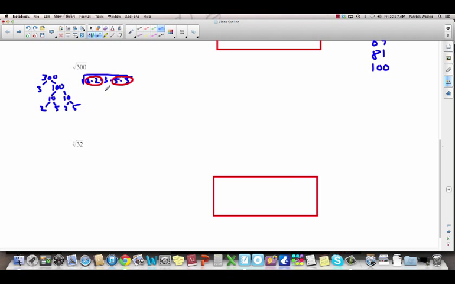You don't always have to do it this slow, but I'll do it this slow to make sure you're clear what's happening. The 2 comes out. The 5 comes out. So you're going to multiply those two together. What's left inside? The 3. 2 times 5 is 10. The answer is 10 root 3.